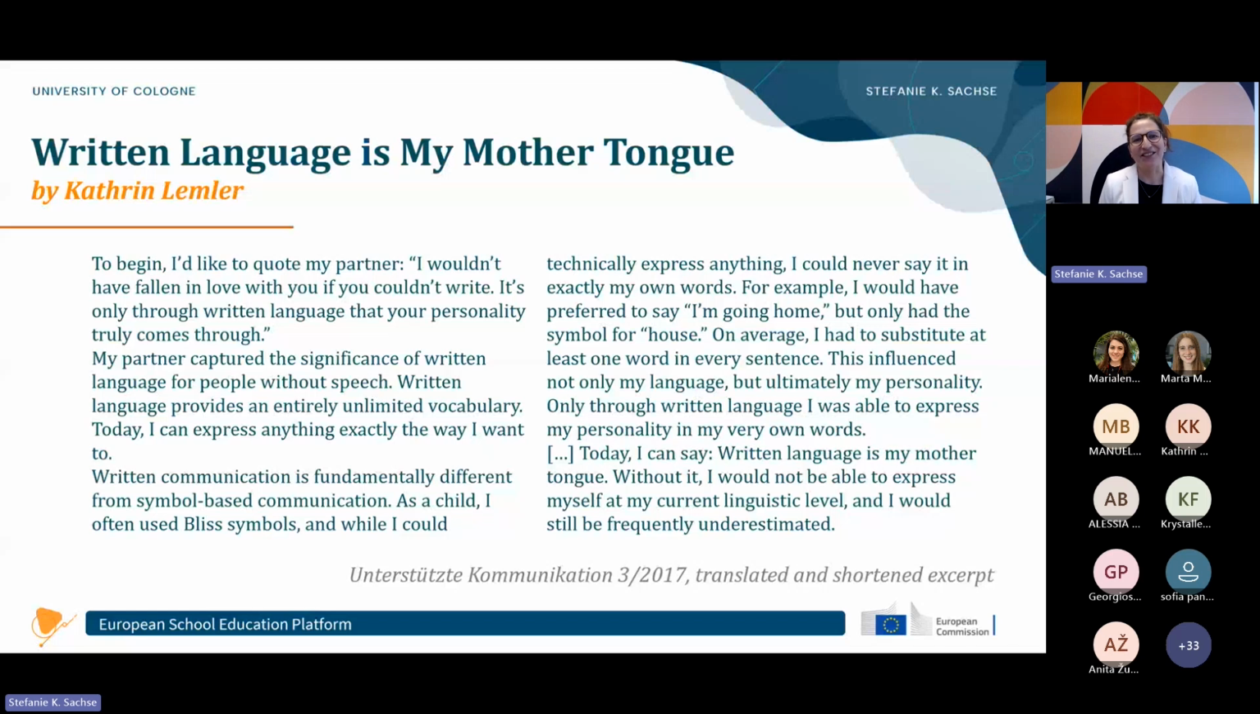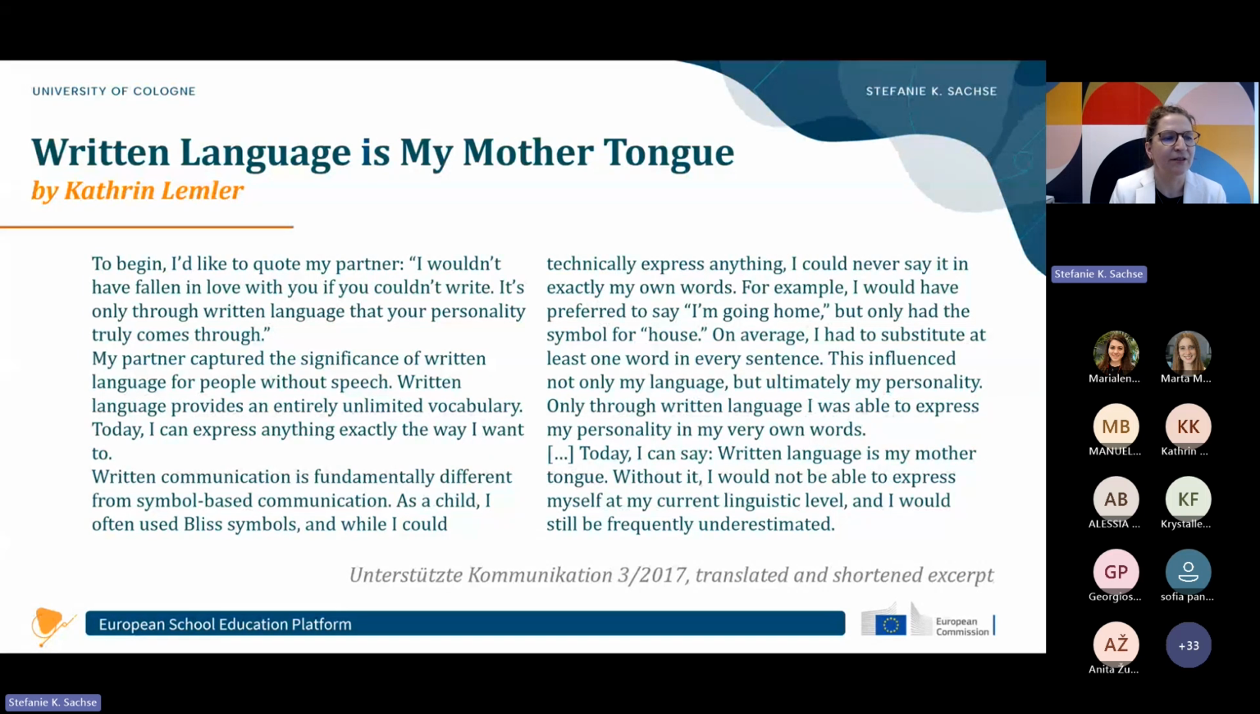Before I finish that sentence, I want to read you a bit of a text from Katrin that she wrote a couple of years ago. Written language is my mother tongue. Before her wedding, her name was Katrin Lemler. To begin, I'd like to quote my partner. I wouldn't have fallen in love with you if you couldn't write. It's only through written language that your personality truly comes through. My partner captured the significance of written language for people without speech. Written language provides an entirely unlimited vocabulary. Today, I can express anything exactly the way I want to.